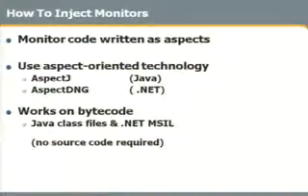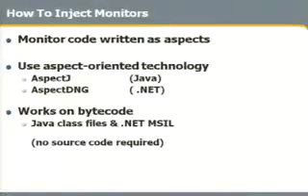So how do you go about inserting these monitors? Obviously, you could write them into the source code when you're developing the application, but that kind of defeats the purpose since you're probably not the one developing the application. In this case, they're written as aspects, and we're going to use aspect-oriented programming to modify the bytecode and insert them just before you deploy the application.